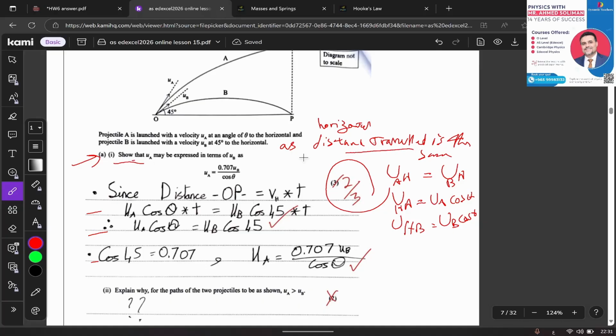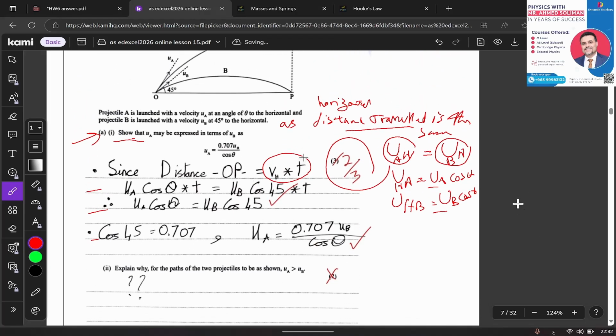They moved the same horizontal distance. So it means what? Because horizontal distance equals v multiplied by time, and they are moving in the same time. So UAH equals UBH. Okay, so step by step, don't move quickly. Okay, now, Habiba, how can we solve this question?